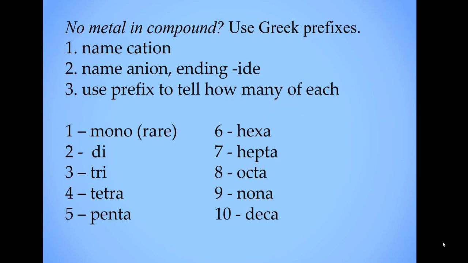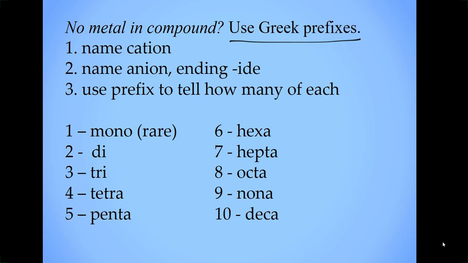All right, so what happens if you have a compound that doesn't have any metals? Well, this is actually a really easy naming system. You're going to use Greek prefixes. So you're first going to name the cation, and then you're going to name the second element, the anion, and the ending ends in IDE. So you'll drop the ending and put IDE. And you have to use a prefix to tell how many you have.